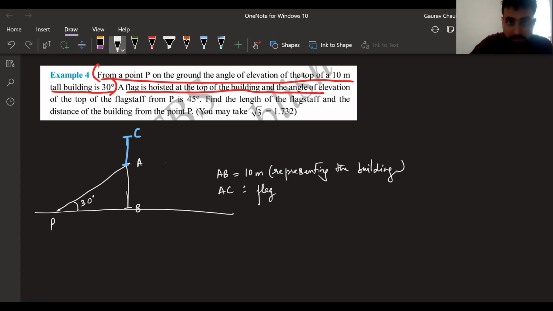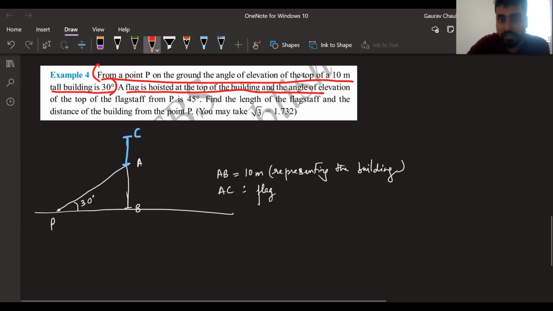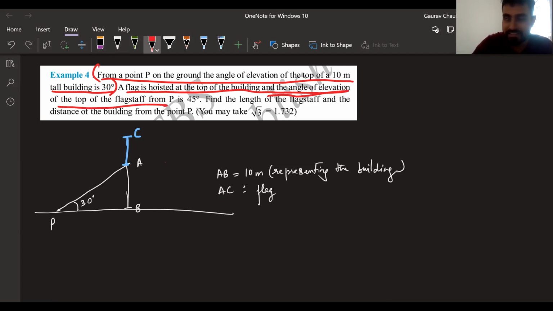Hoisted on the top of the building, and the angle of elevation of the top of the flag staff. Flag staff means the pole of the flag. Maybe a flag is flying like this. It does not matter which direction the flag is flying. They're talking about the pole of the flag, this particular point. The angle of elevation of the top of the flag staff from P is 45 degree. So from P, when I look at point C, the angle of elevation is 45 degree.